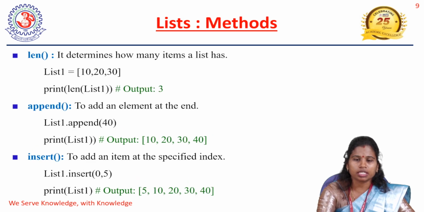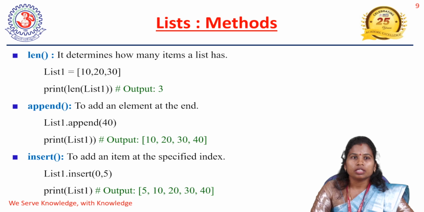Now coming to the next one, list methods. Here we are discussing list methods. One of the list methods is the length function. Instead of length, we just use the len function. It determines how many items a list has. Simply it will give you the number of elements in the list. So here my list 1 contains 3 elements: 10 comma 20 comma 30. Now applying the length function to list 1, it will calculate the number of elements in the list. Here 3 elements are there. Now it will print 3 on the output screen because of the print function.